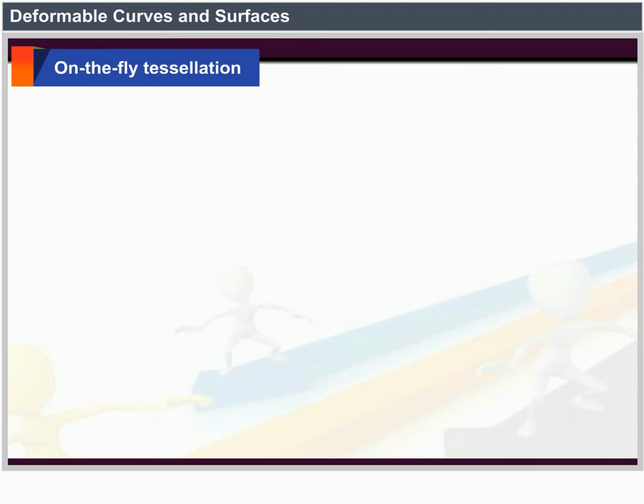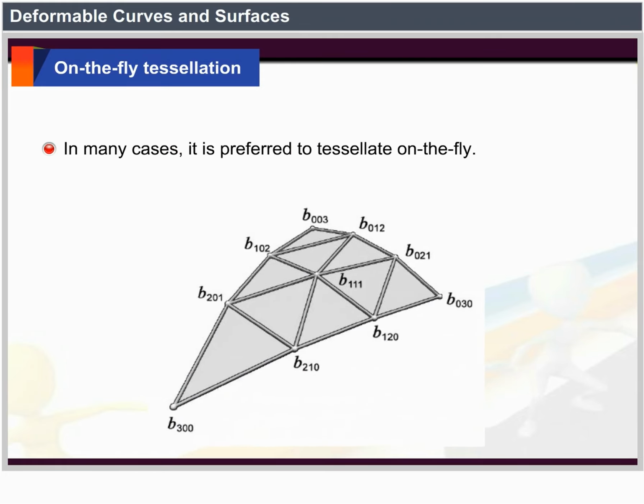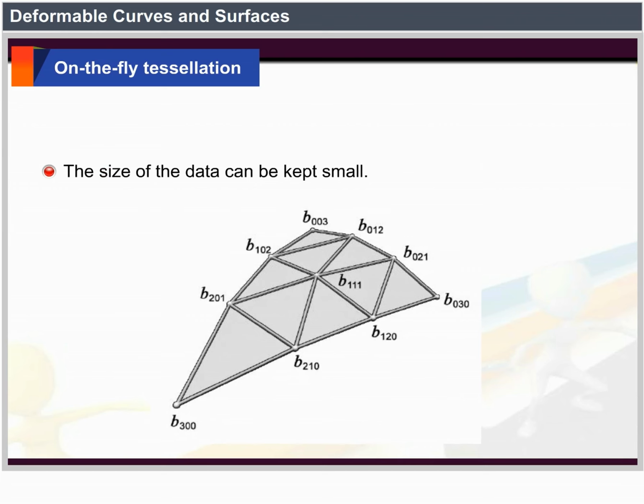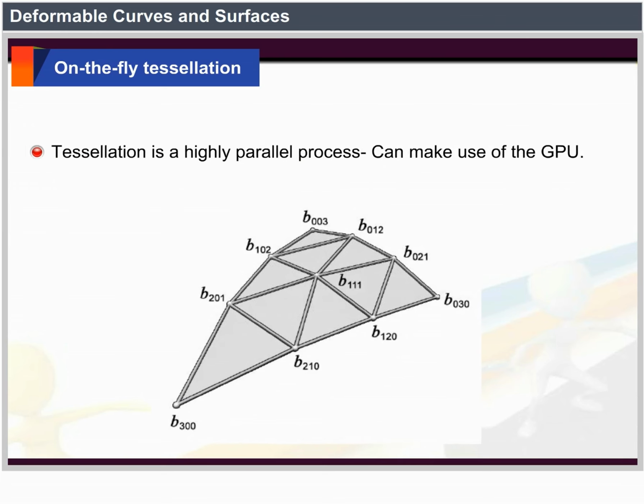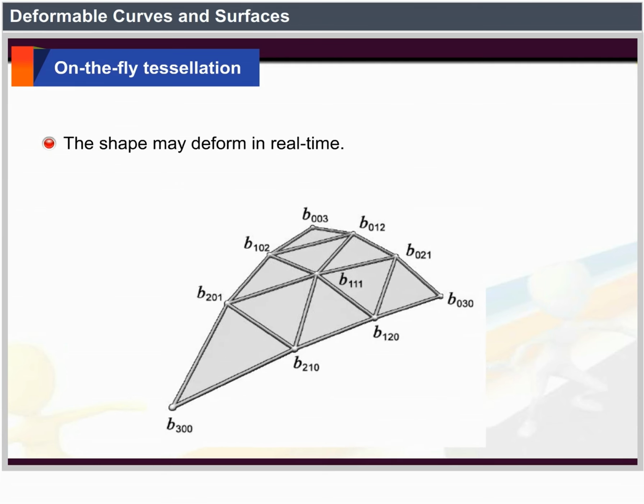On-the-fly tessellation. In many cases, it is preferred to tessellate on the fly. The size of the data can be kept small. Tessellation is a highly parallel process, can make use of the GPU. The shape may deform in real time.